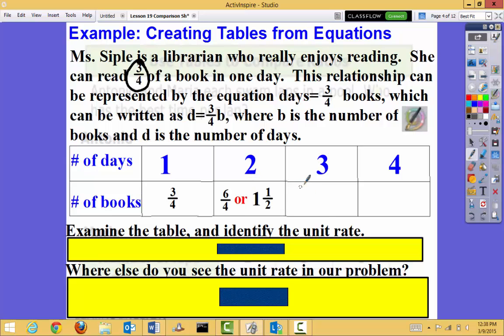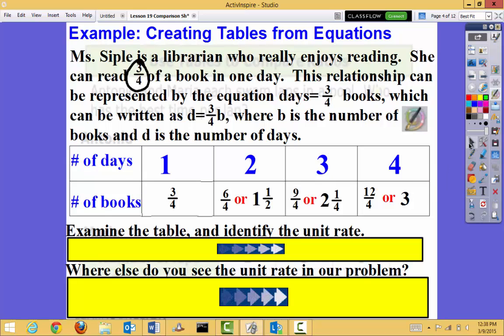Day 3 is going to be the same thing, 6/4 plus 3/4. So when I add those together, I'm going to get 9/4, or if I simplify, 2 and 1/4. Same thing over here, 12/4, because that's going to be adding 3/4 to this 9. It's going to give me 12/4 or 3.